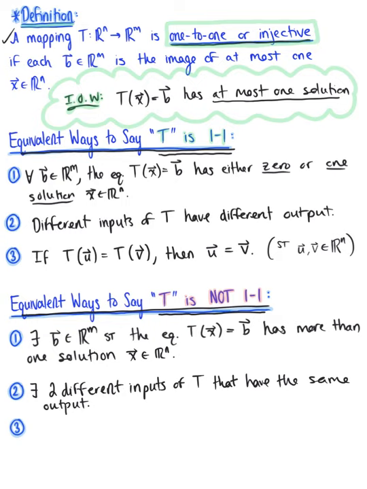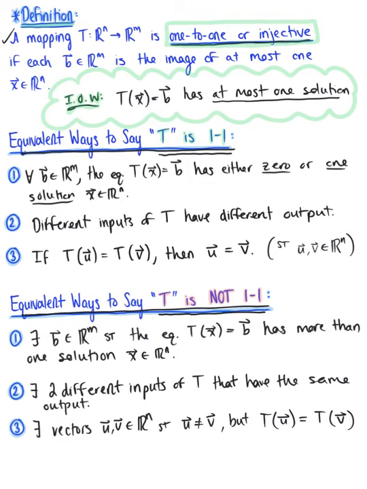And last but not least, another way to say a mapping is not one-to-one is to say that there exist vectors u and v in the domain such that vector u does not equal vector v, but the image of vector u under the action of T is equal to the image of vector v under the action of T. If this holds true, we know that our transformation is not a one-to-one mapping.